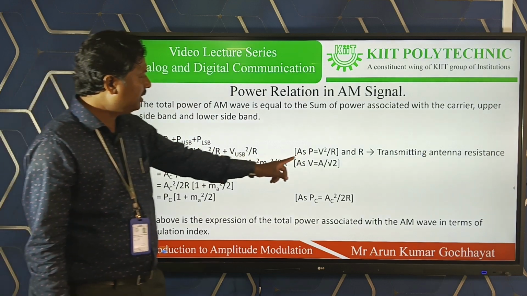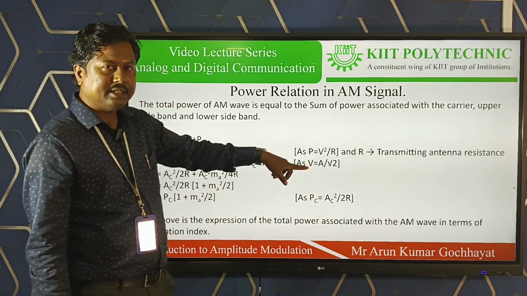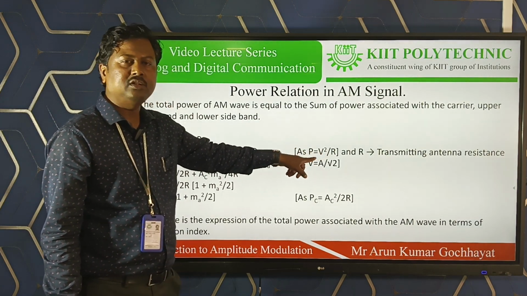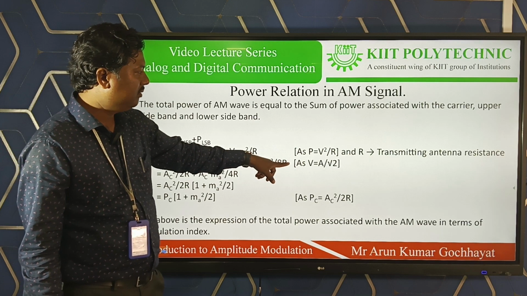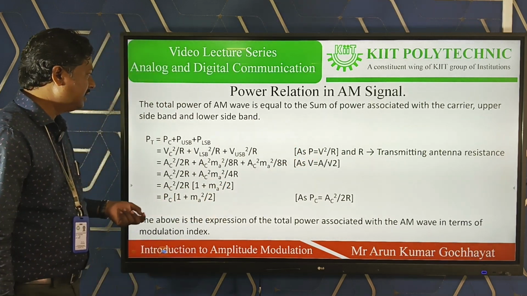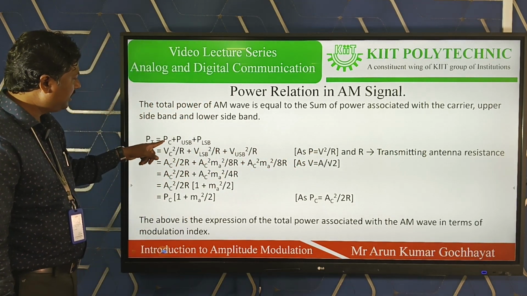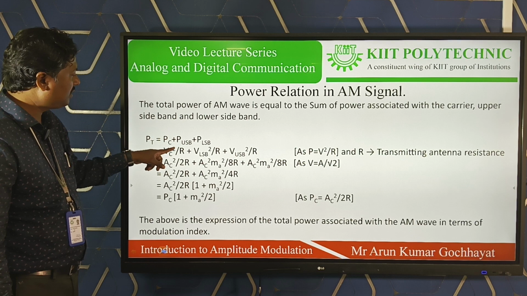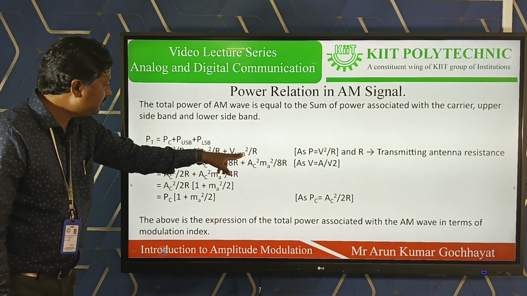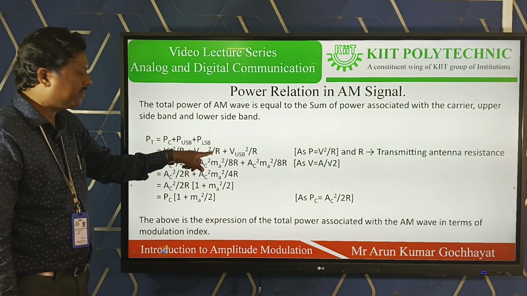So as you look over here, the power associated with any signal can be related to the voltage associated with that signal by this formula: P is equal to V square by R. Okay, so V is the voltage level of that particular signal. So if we put that formula over here, in place of PC we will have VC square by R. In place of P USB we will have V USB square by R. In place of P LSB we will have V LSB square by R.